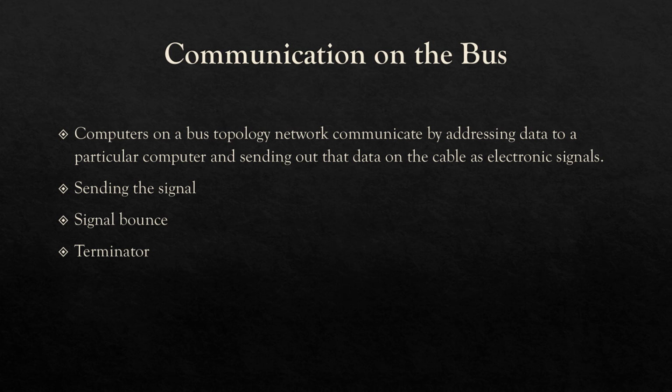Next, we will be discussing how communication takes place in the bus topology. Computers on a bus topology network communicate by addressing data to a particular computer and sending out the data on the cable as electronic signals. When the signal is transferred, all the nodes in the network receive the data, and the one which is the receiver accepts the data and others reject it. So there are three further stages in the network: sending the signal, signal bounce, and why we use terminators in the bus topology. In the upcoming slides, we will discuss these.